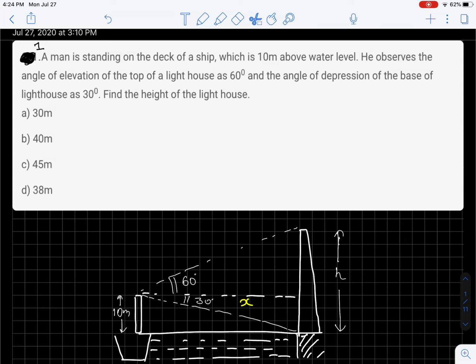Dear students, we have completed the theory of height and distance. Now we'll pick some basic and some good problems of height and distance. Okay. Now see, there's the first question.